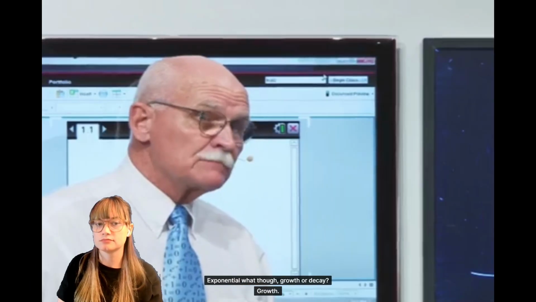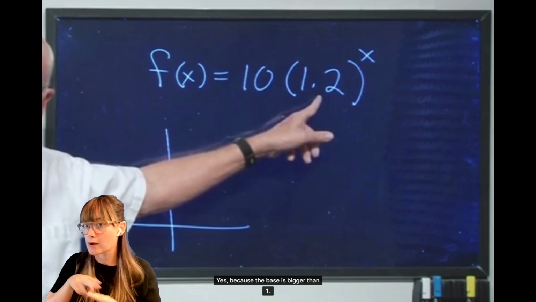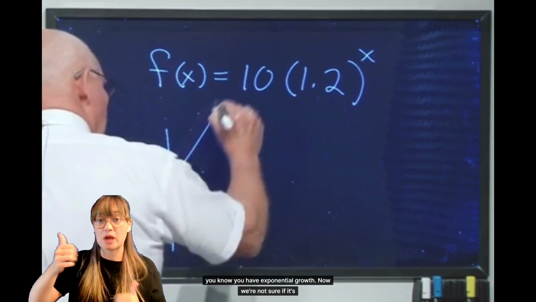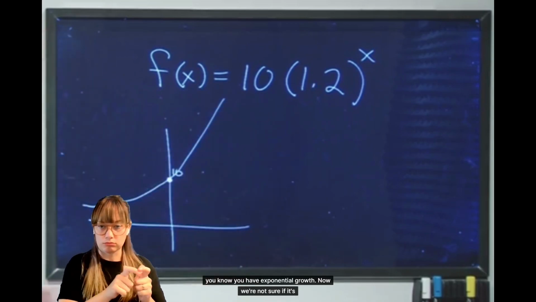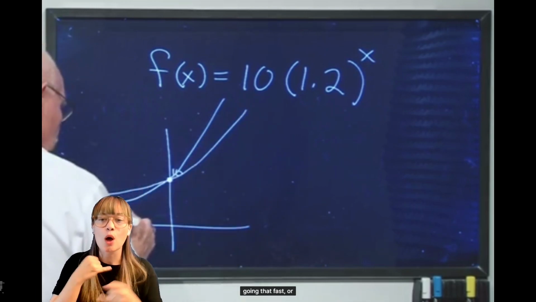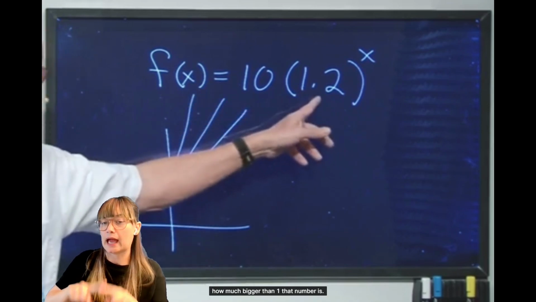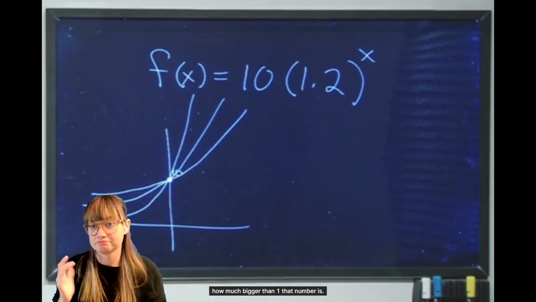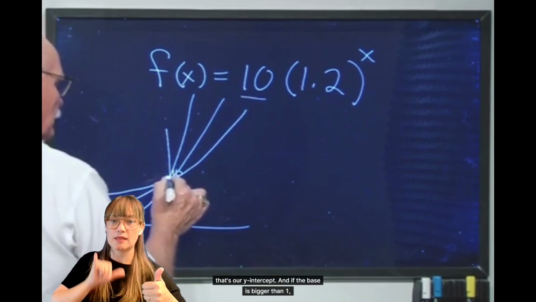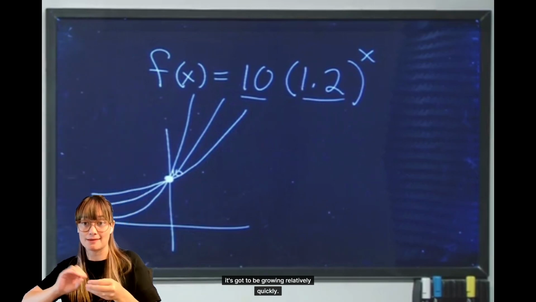It's exponential. Exponential what, though? Growth or decay? Growth. Growth because the base is bigger than 1. As soon as the base is bigger than 1, you know you have exponential growth. Now, we're not sure how fast it's growing. Okay? It all depends on how much bigger than 1 that number is. But if it's got a 10 out in front, that's our y-intercept. And if the base is bigger than 1, it's got to be growing relatively quickly.